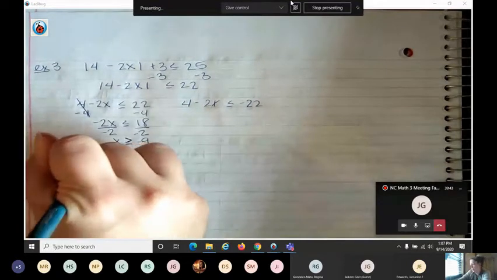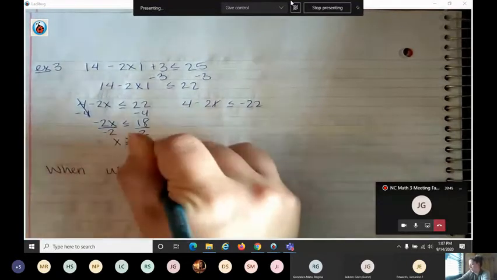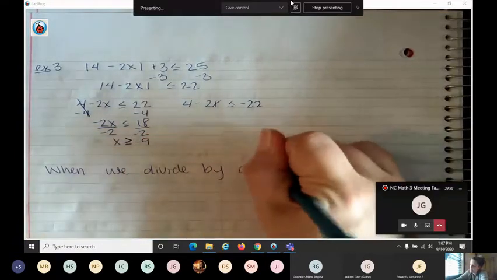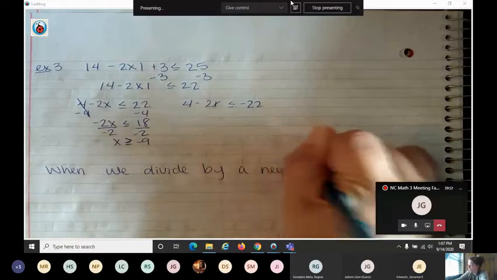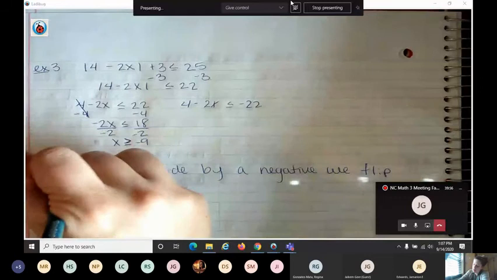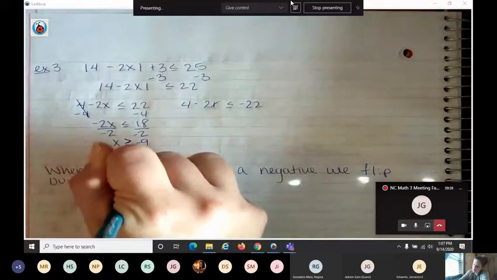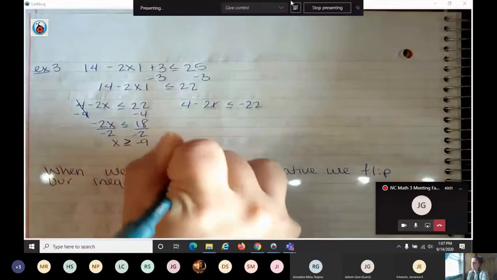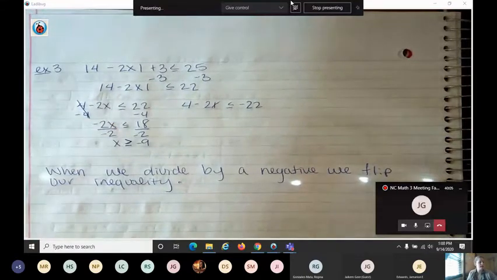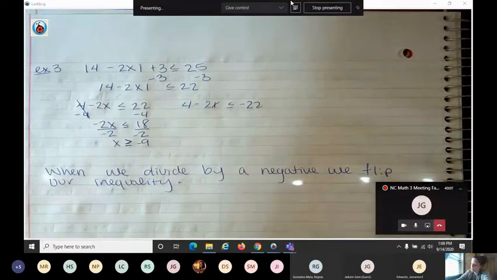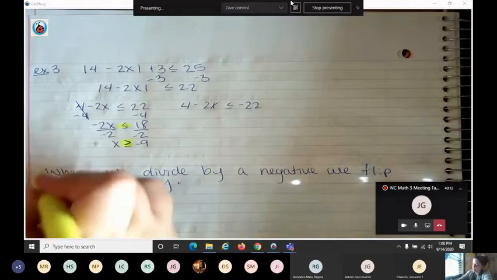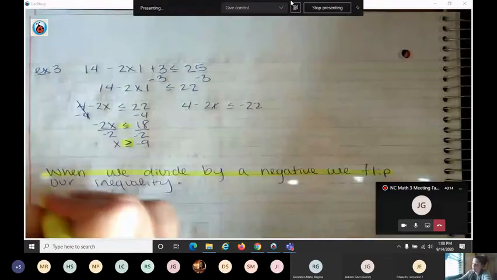So when we divide by a negative, we flip our inequality. Okay, so it went from here to there. I'm going to highlight that so that you can see. So this one changed to this, and that's because of this property right here.